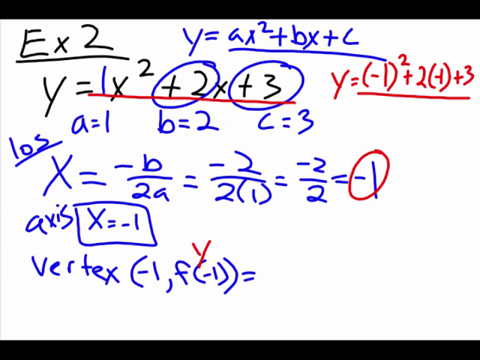Good job. Okay? So now, negative 1 squared is just positive 1. 2 times negative 1 is negative 2. And then I have plus 3. So 1 minus 2 is negative 1, plus 3 is a positive 2. So that means that my vertex occurs at negative 1 comma 2. All right, does that make sense? Am I doing good so far?